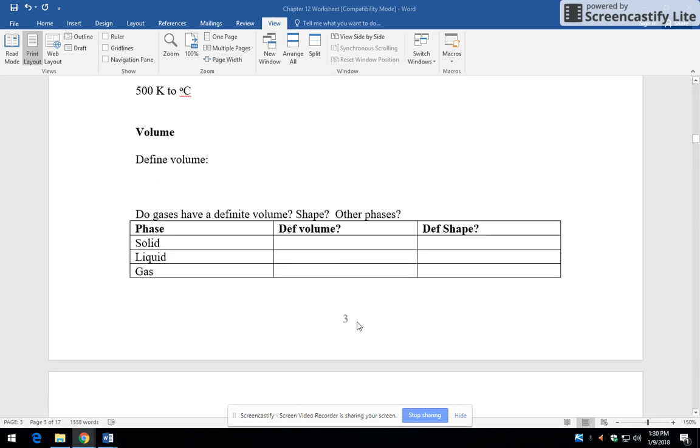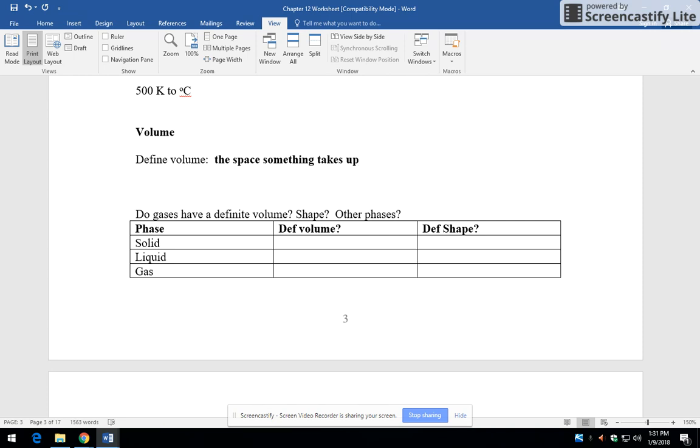Last up is volume. Defining volume. This is one that you guys have done a million times before, which is it's the space something takes up. And that something can be a solid, a liquid, or a gas. And I want to talk about that because if you put a gas into a bottle, what shape does it take? What volume does it take? And I'm asking similar questions for solids and liquids. And from that, you should be able to fill out this table.